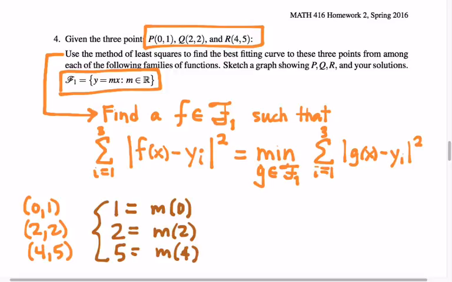So you end up with these three equations, and in this example, only one unknown, m. Right? So this is way overspecified. Chances are there is not going to be an m which solves all three of these equations. So what do we do?